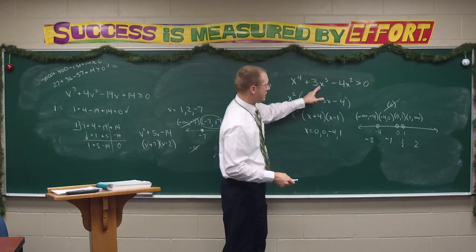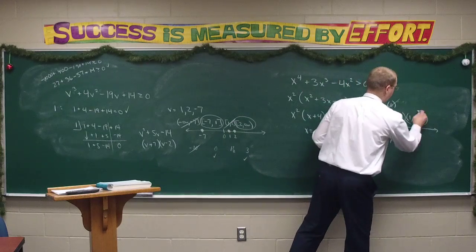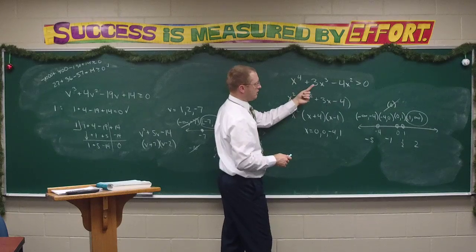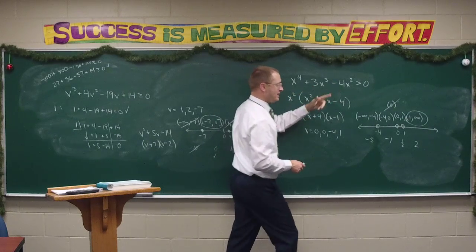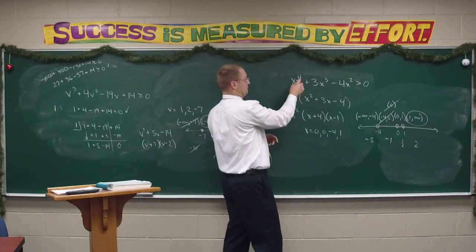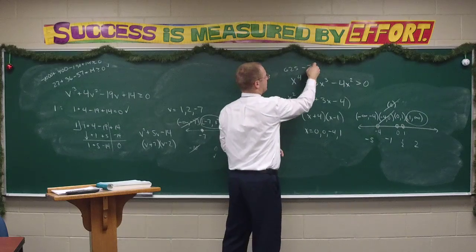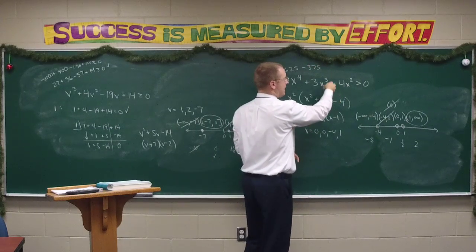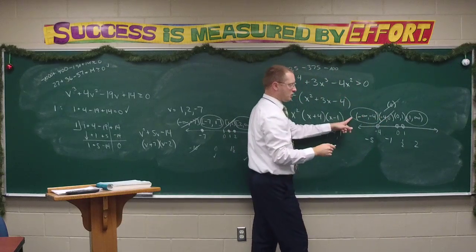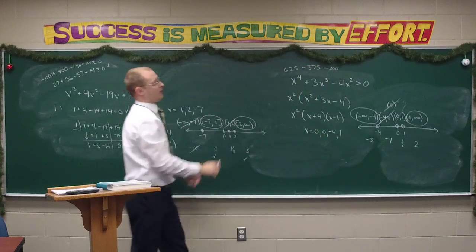So if I try a 2, 16, 24 minus 16 is bigger than 0, that range should work. Let me try the negative 1 next, that's still 1, that's negative 3, that's negative 4, that's not going to be bigger than 0. I try negative 5, 625, negative 375, and negative 100, that is still greater than 0. So I got these two ranges to work. Do I anticipate this one working? I'm going to be lazy and say it doesn't, and it doesn't, and there's my answers.